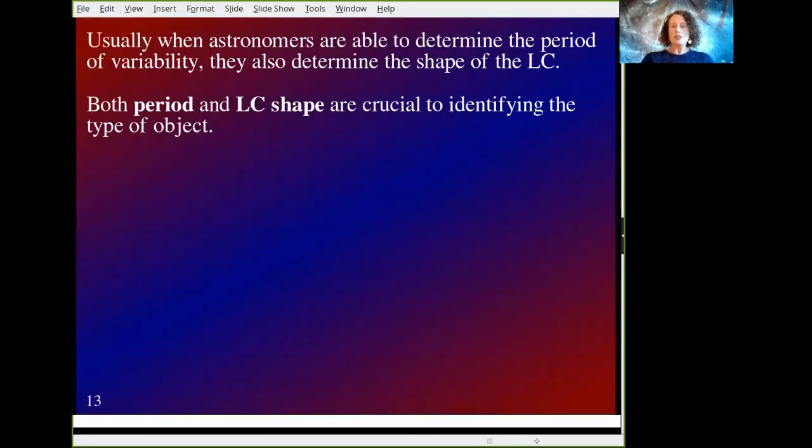Now usually when astronomers are able to determine the period of variability, they also determine the shape of the light curve. I'm going to go into that in a moment and you'll see how the two go hand in hand. If you want to know the period of variability, you almost always end up with the shape of the light curve as well. Both the period and light curve shape are crucial to identifying the type of object that you're looking at, if it is an unknown object.